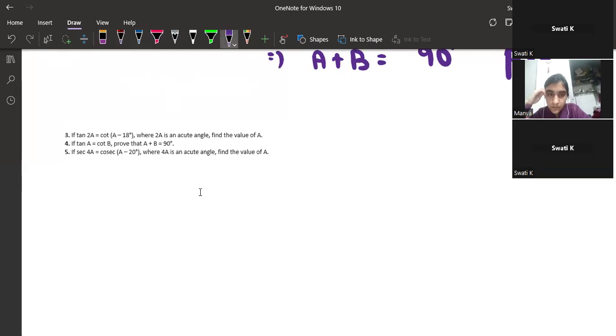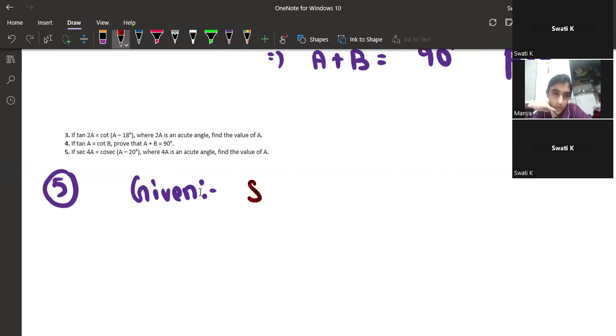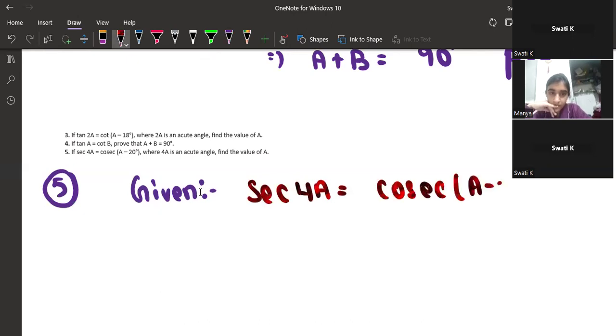So this is now a find the value question. So let's solve question number 5. What is given in the question? Sec 4A is equal to cosec (A minus 20) degrees. And what do we have to find here? A. So you can write down that we have to find A.